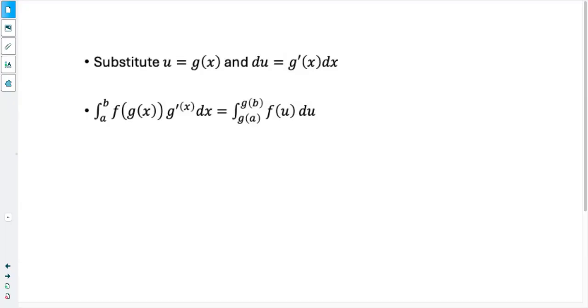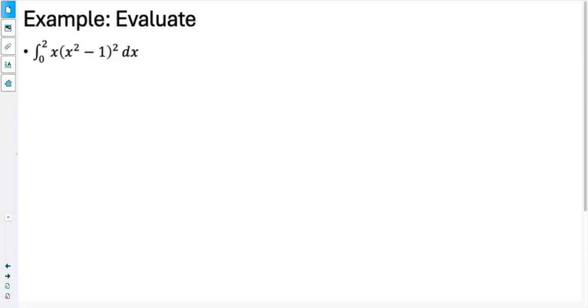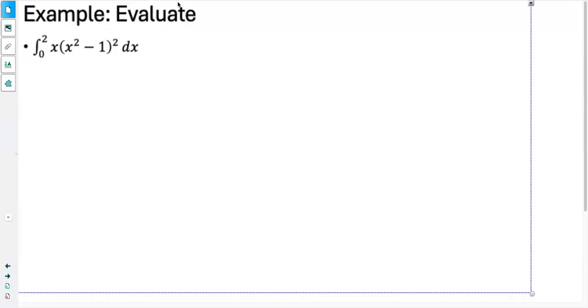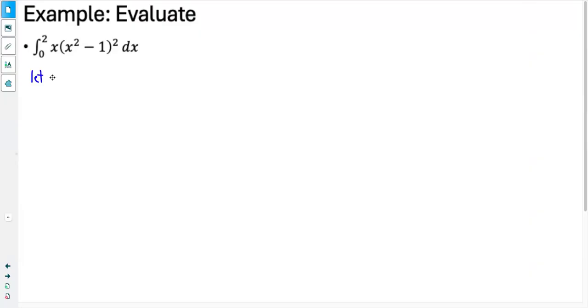So we'll look at some examples. For example, evaluate the integral from 0 to 2 of x times (x squared minus 1) dx. So we're going to say let u equal x squared minus 1. Now we know that du/dx of x squared minus 1 would be 2x.